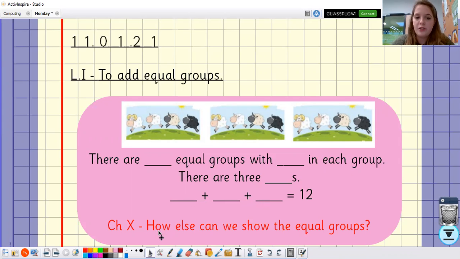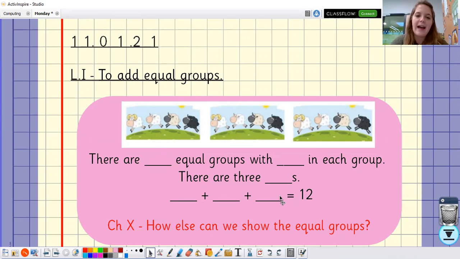And again, if you want to challenge yourself further, you could have a look and see how else you could represent these equal groups. Can you draw another picture to represent the groups and the amount in each group? Okay, so pause the video now, have a go at writing this sentence and writing down the number sentence too.